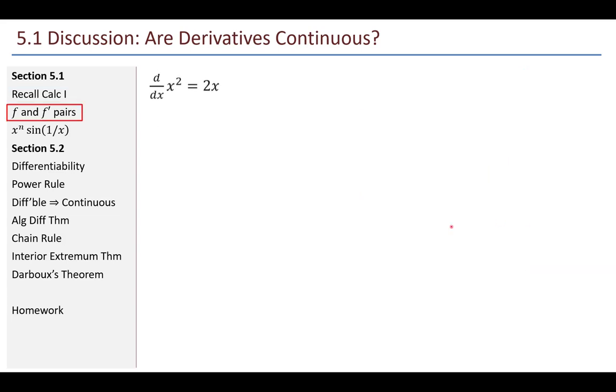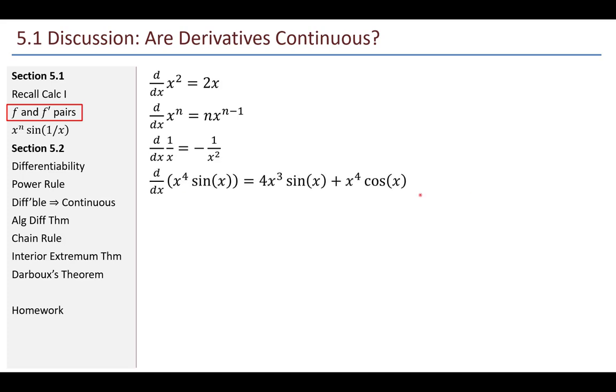How about some other basic Calc 1 derivatives? The derivative of x squared is 2x. In general, we have the power rule. The derivative of x to the n is n x to the n minus 1. I can use the power rule to find the derivative of 1 over x, which is negative 1 over x squared. Don't forget the product rule. The derivative of uv is u prime v plus u v prime. And don't forget the chain rule. If I have a composition of functions, the derivative of a composition is the derivative of the outside with the inside unchanged times the derivative of the inside function.